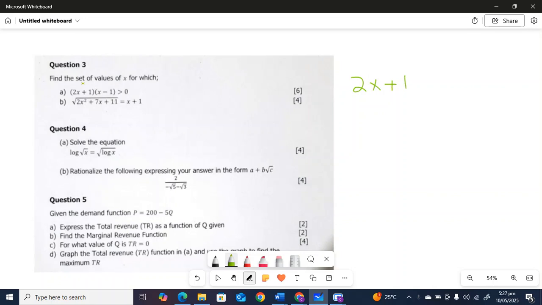So basically, each expression in the bracket you're going to equate to 0. So 2x plus 1 equals 0, and here also x minus 1 equals 0. You solve for x. 2x, so this positive 1 goes over the equal sign, becomes negative 1.